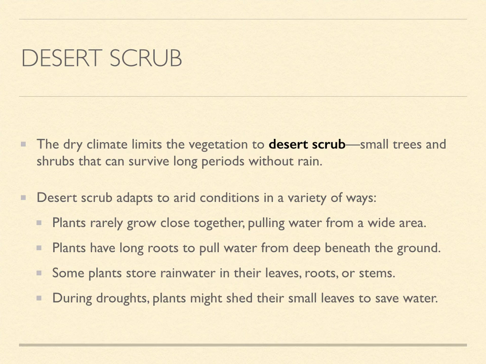Plants don't grow too close together. They try and pull water from a wide area. Some plants have long roots to pull water from deep beneath the ground. Other plants store rainwater in their leaves, roots, or stems. And during drought, some plants might shed their leaves to save water.